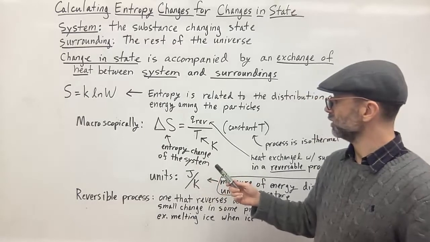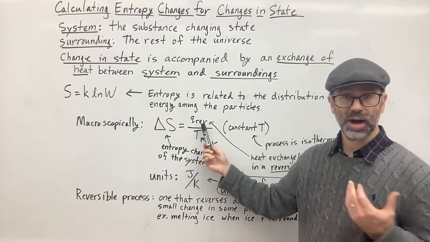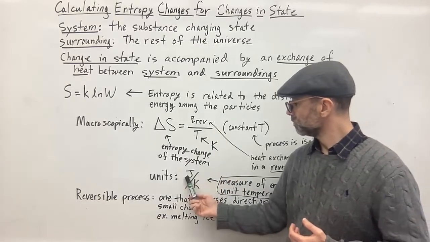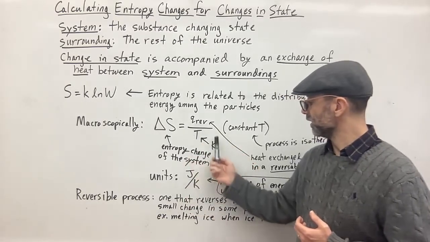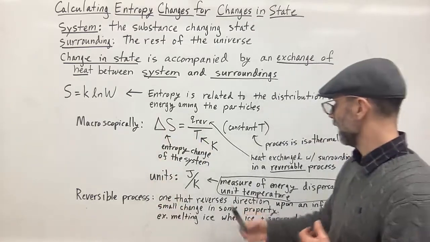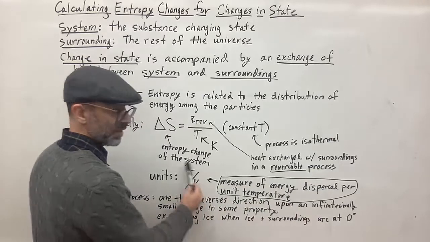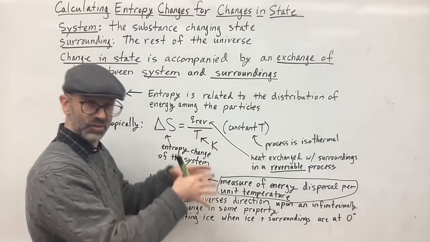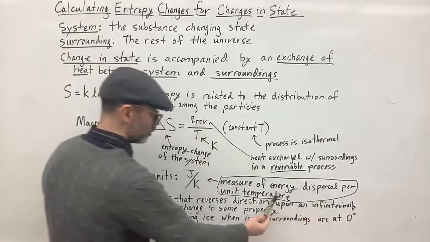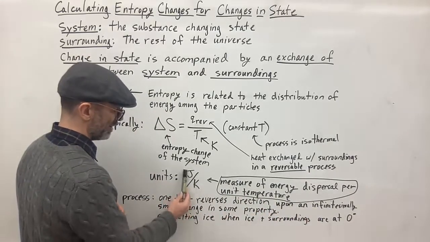And so let's talk about the units a little bit here. If we're looking at our equation, the heat or energy unit is joules or kilojoules. In this case, it'll be joules, right? And then the temperature is in Kelvin. So what this is telling us is that the change in entropy is a measure of the energy dispersal, like the amount of energy that's going into the substance, the system, or coming out of the system, going into the surroundings. It is a measure of energy dispersal per unit of temperature. So that's why we have joules per Kelvin.